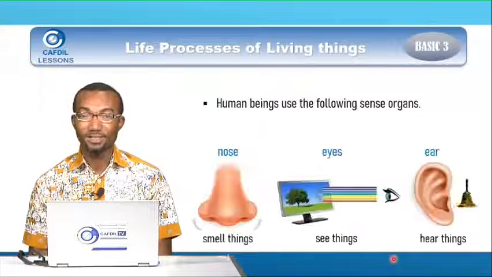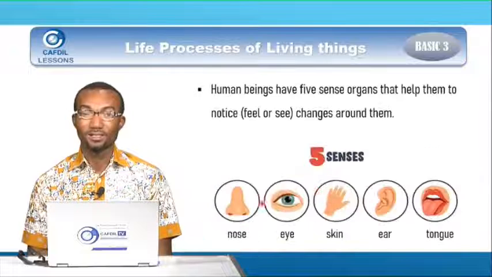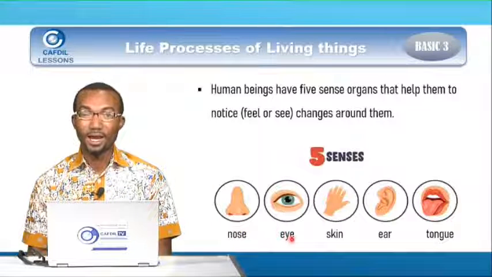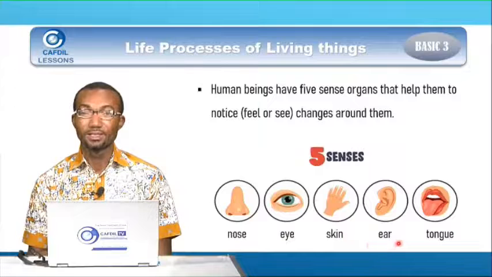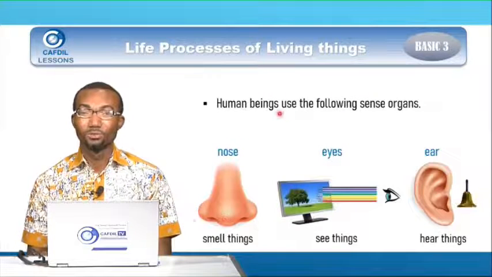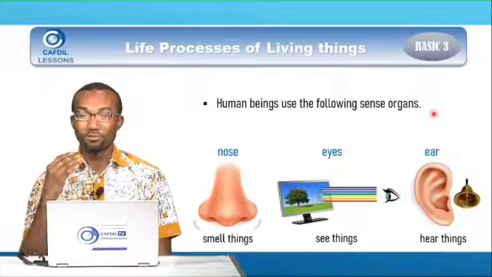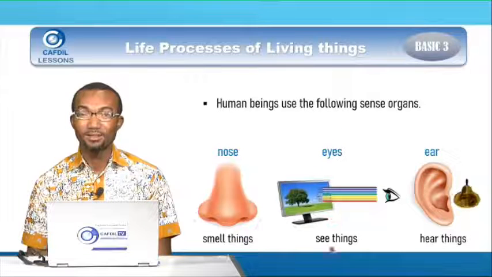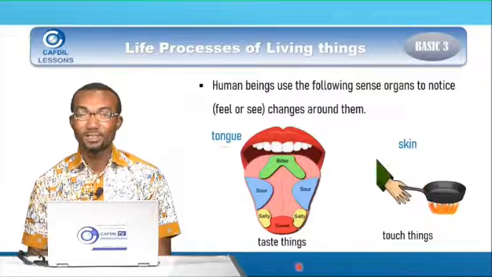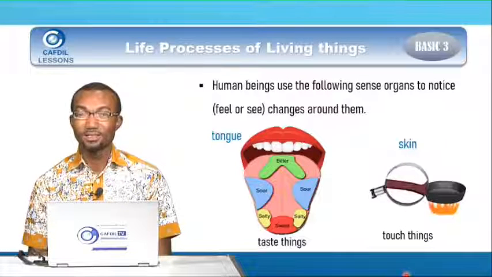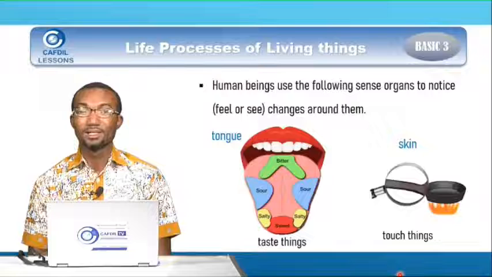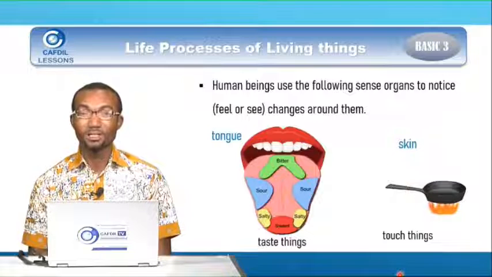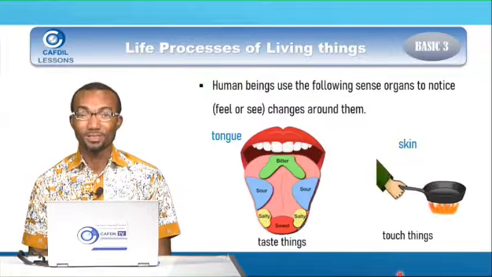So we have 5 senses. As you said, we have 5 senses: the nose, the eye, the skin, the ear, and then the tongue. They help us to know or see or feel things around us. So the nose helps us to smell things, eyes to see things, ear to hear things, the tongue to taste things, and the skin to touch things. And that makes us sensitive. So remember that human beings have 5 senses.